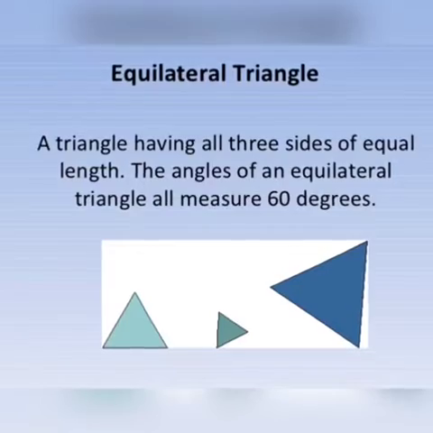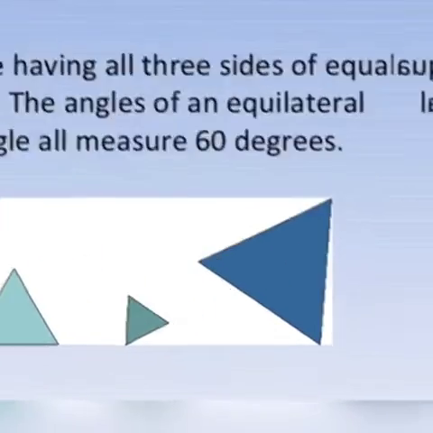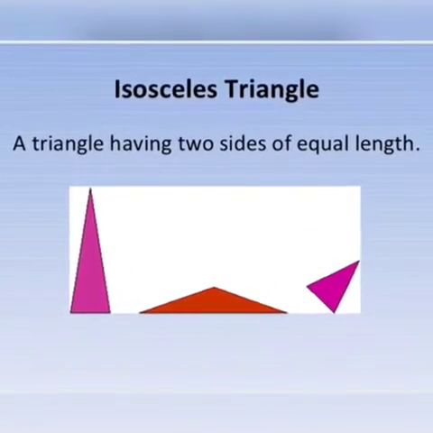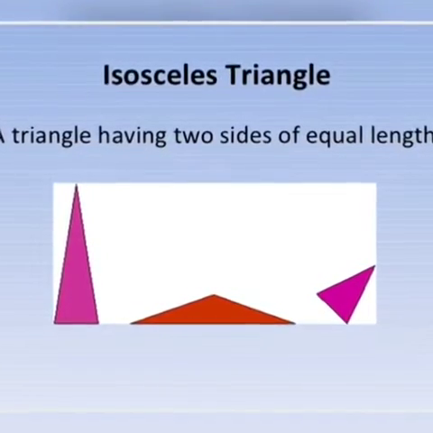Equilateral triangle. A triangle having all three sides of equal length is what we call the equilateral triangle. The angles of an equilateral triangle all measure 60 degrees. Isosceles triangle. It is a triangle having two sides of equal length. Scalene triangle. It is a triangle having three sides of different lengths.